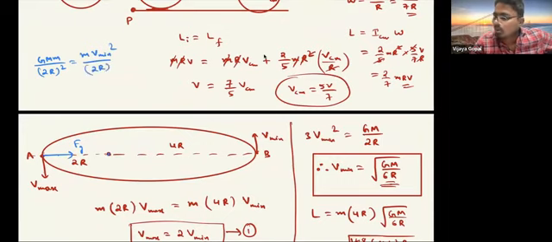Sorry, m v square by not 2r. Don't take 2r; 2r is not the radius. That is what we need to find. This is the radius of curvature. Let me take it as r naught. This is our radius of curvature, it will be something like this. You are going to find the radius of this one.